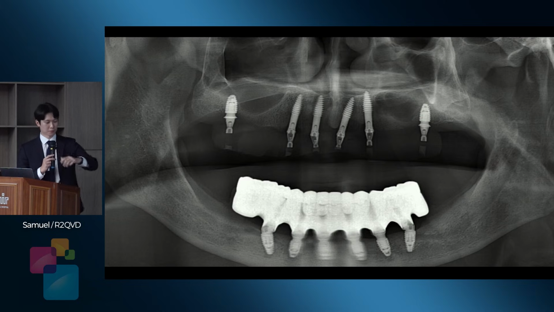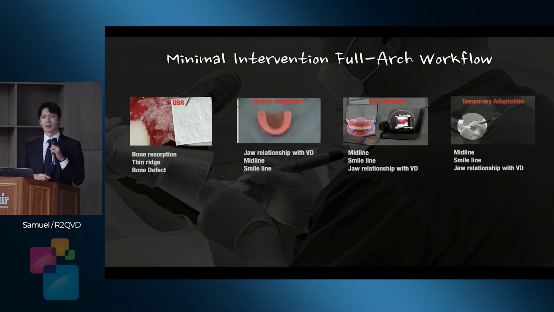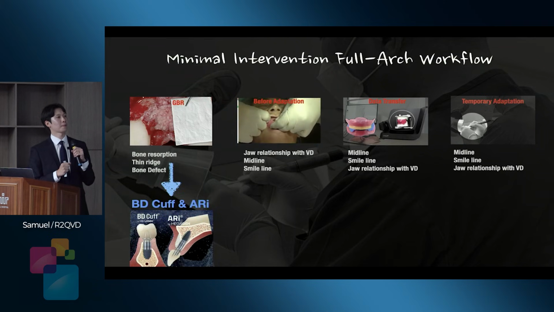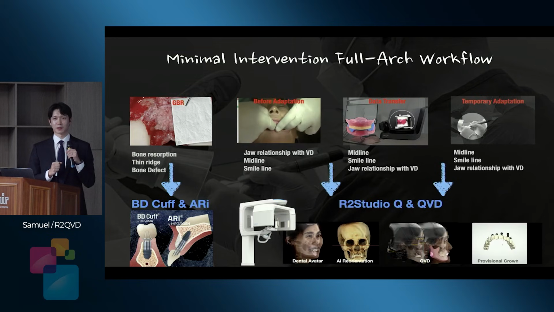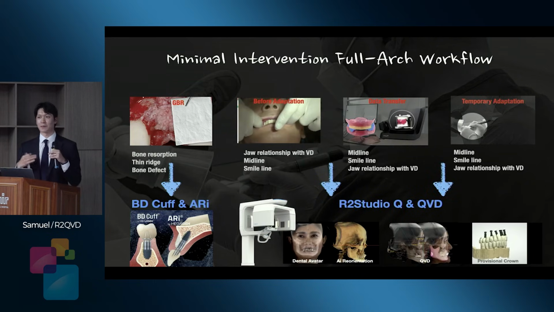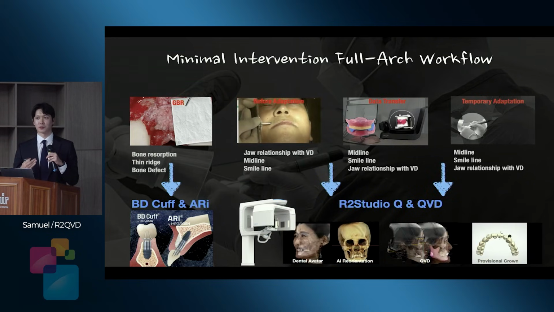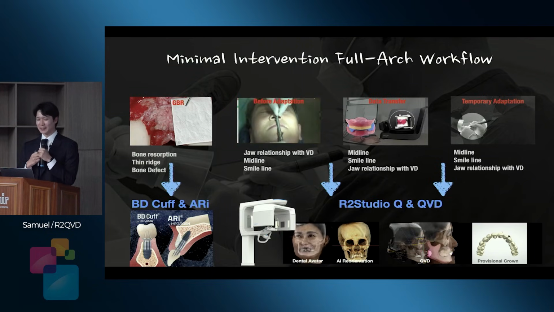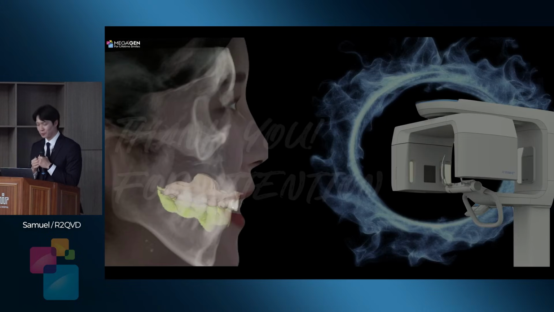So, almost done. Please remember this one, minimum intervention. For the full arch, we're using the BD and RE. Then R2QVD. If you make a temporary very fast, very easily, after that your full mouth will be very simple, right? You guys agree? Please agree. Yes, thank you. It's done. Thank you very much.